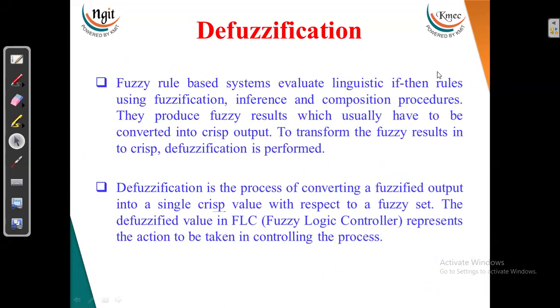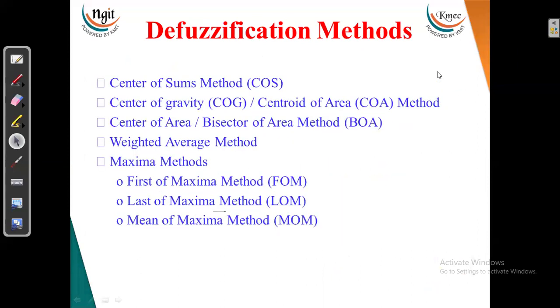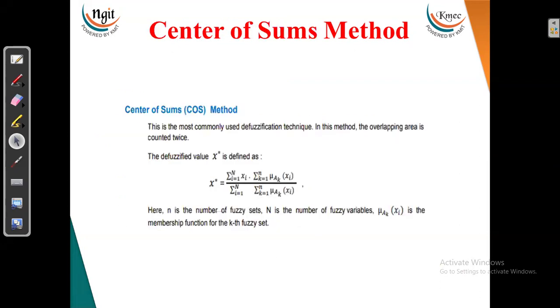So what are the different kinds of methods available for defuzzification? First one is the center of sums method, center of gravity or center of area you can call it. Next is the bisector area method, weighted average. Then the maxima methods: first of maxima, last of maxima, and mean of maxima. Now we are going to do problems in all these methods, starting with the center of sum method.